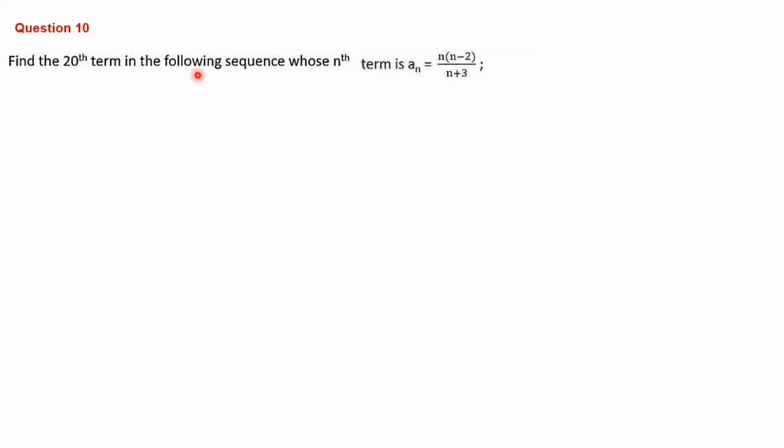Move on to the 10th question. Find the 20th term in the following sequence whose nth term is a_n is equal to n into n minus 2 by n plus 3. Here the 20th term you have to calculate. Just try this one as homework.